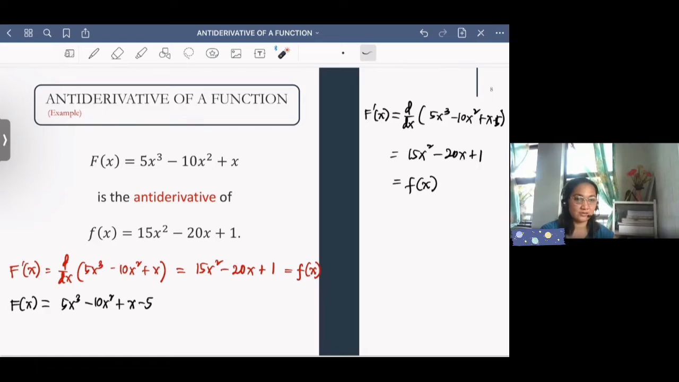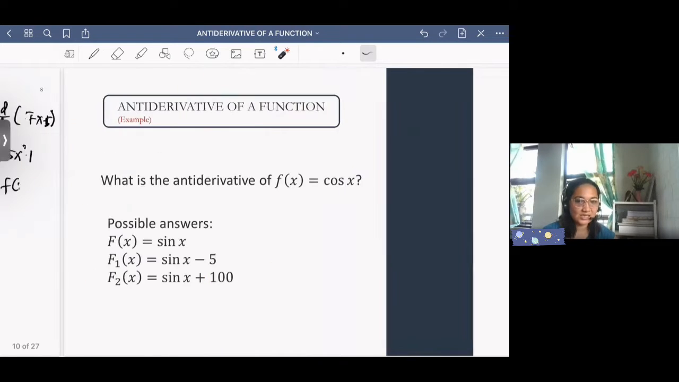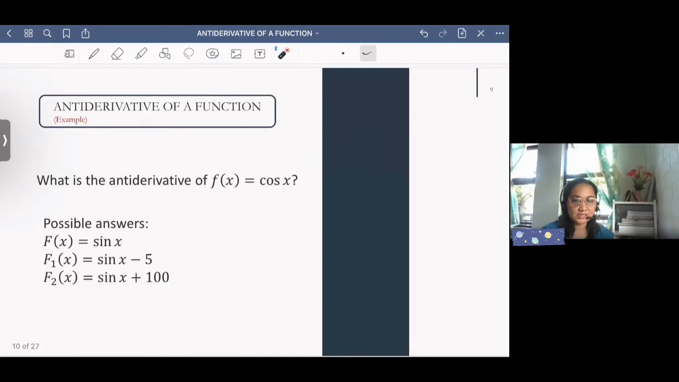to 0. Let us consider another example for the illustration of the antiderivative of a function, especially when it comes to the uniqueness of the antiderivative of a function. So as mentioned earlier, we can have more than two or three antiderivatives.